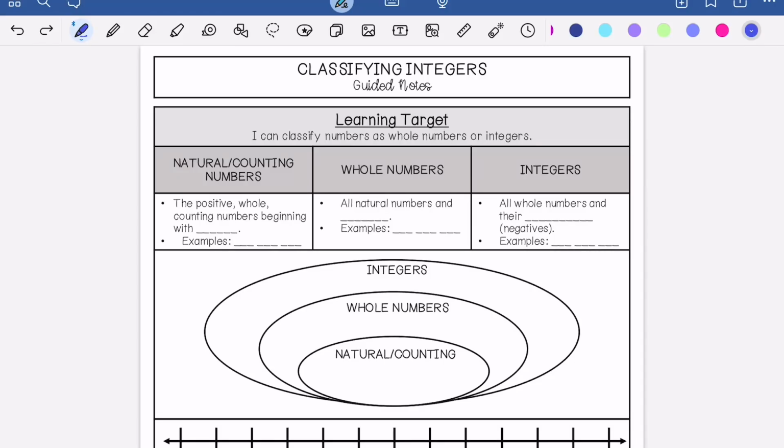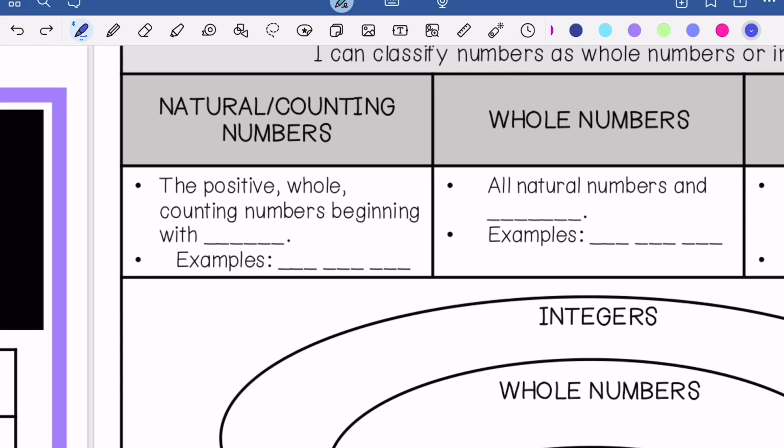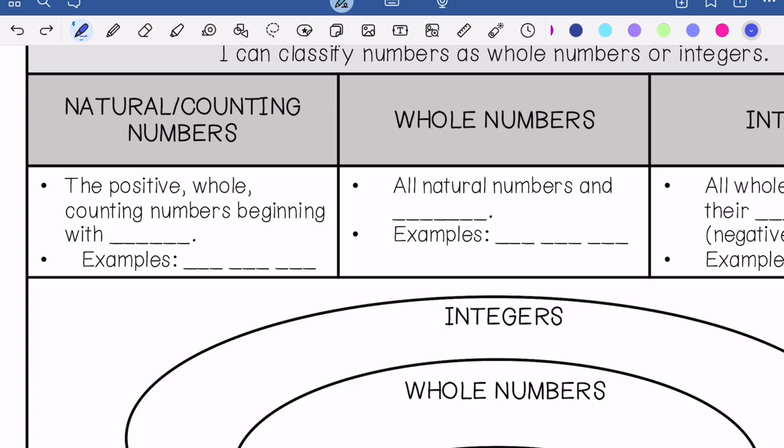We are going to go over classifying integers. So in order to classify integers, we are going to go over what natural/counting numbers are, what whole numbers are, and what integers are. So first thing is, what is a natural counting number? That is the positive whole counting numbers, and they begin with one. So think about it's the numbers that you can basically count on your fingers.